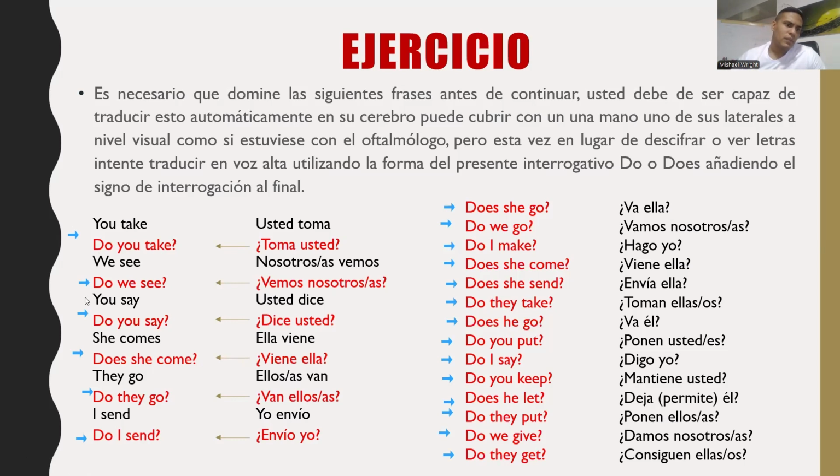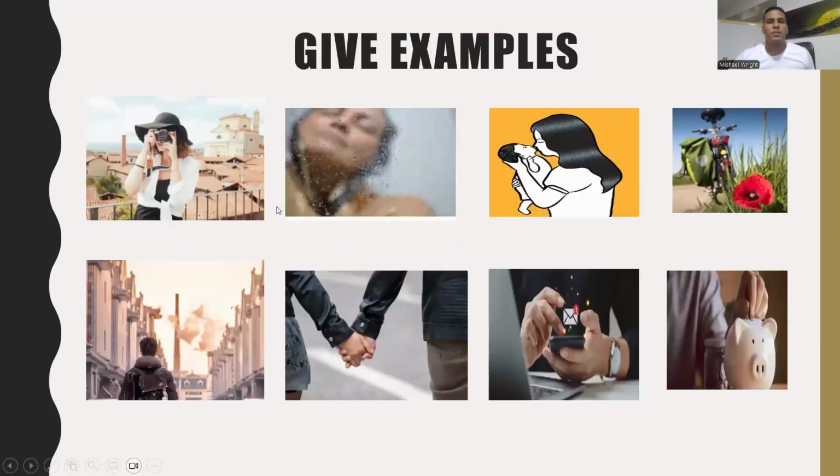So, let's see. Now give examples. In this case, try to give examples. How would you say, ella toma fotos? Does she take photos?